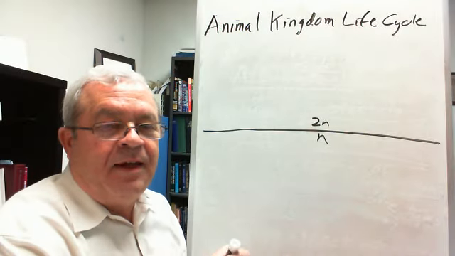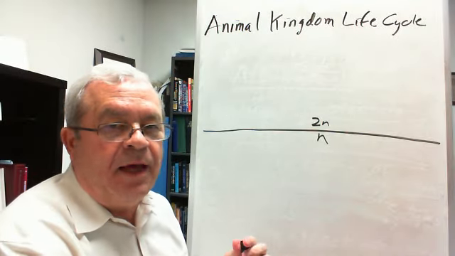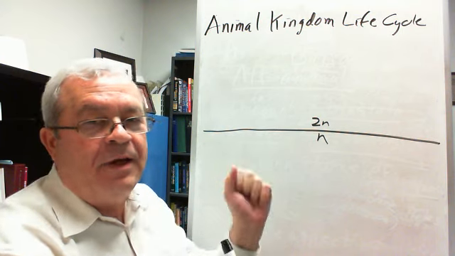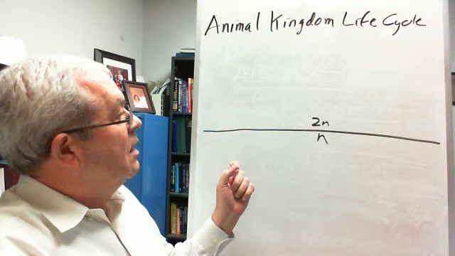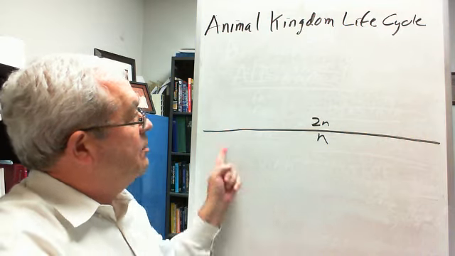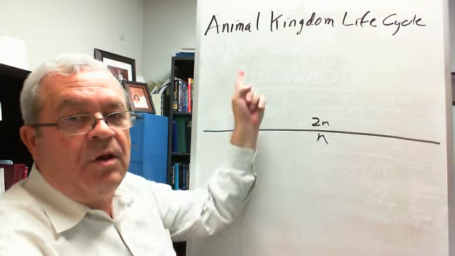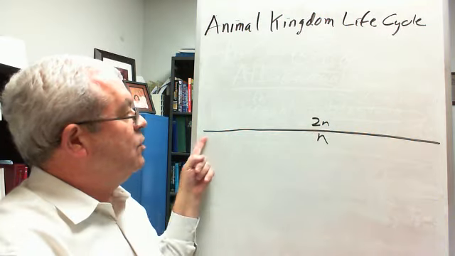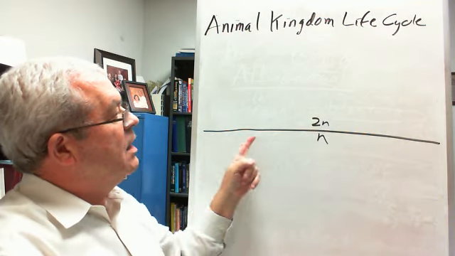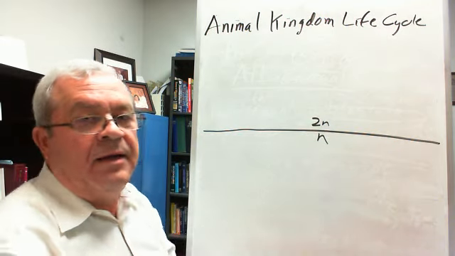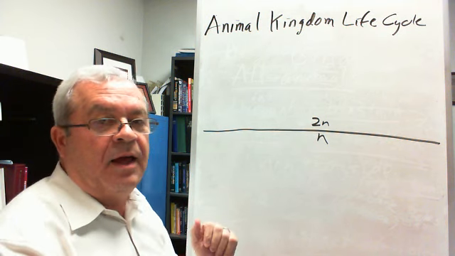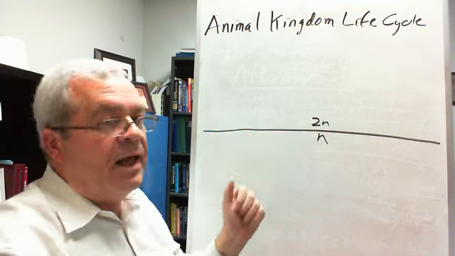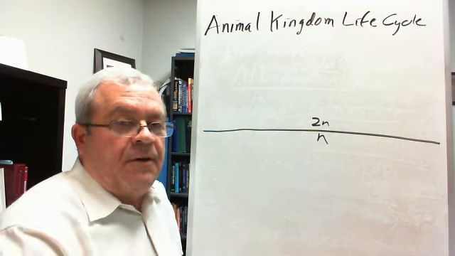Alright, folks, the basic Animal Kingdom life cycle, worth 5 points on test 4. Let's get started. I've already gotten started. I'm going to have a diagram when I'm done that is a circle, and I've already split the circle in half with a line. Above the line I've put 2N, below the line I've put N, because we have a 2N part of our life cycle, a diploid part, and a haploid part of our life cycle.